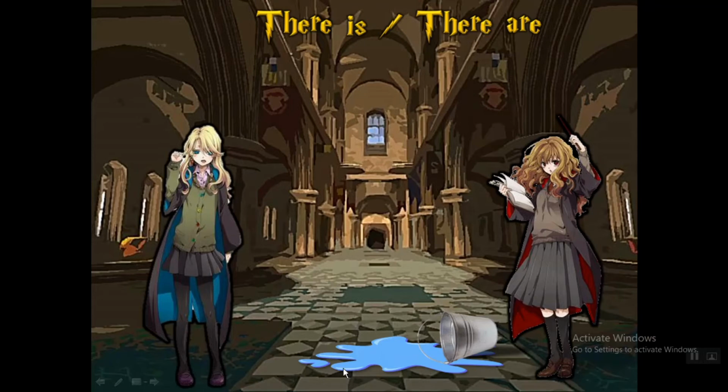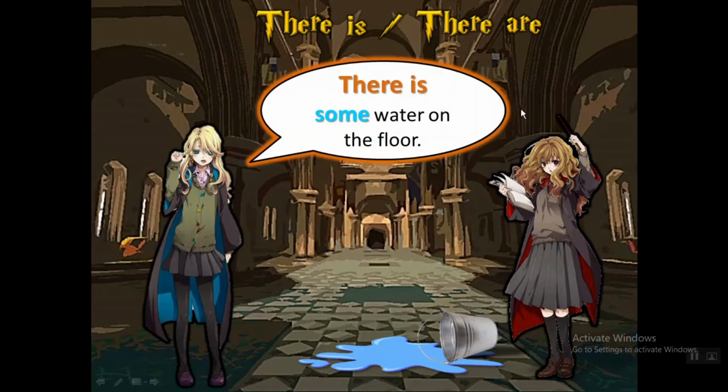We count this. We say 2 waters, 3 waters. Of course, no. We just say water. So, this word is singular. We use there is some or there are some. Excellent. We use there is some water on the floor.